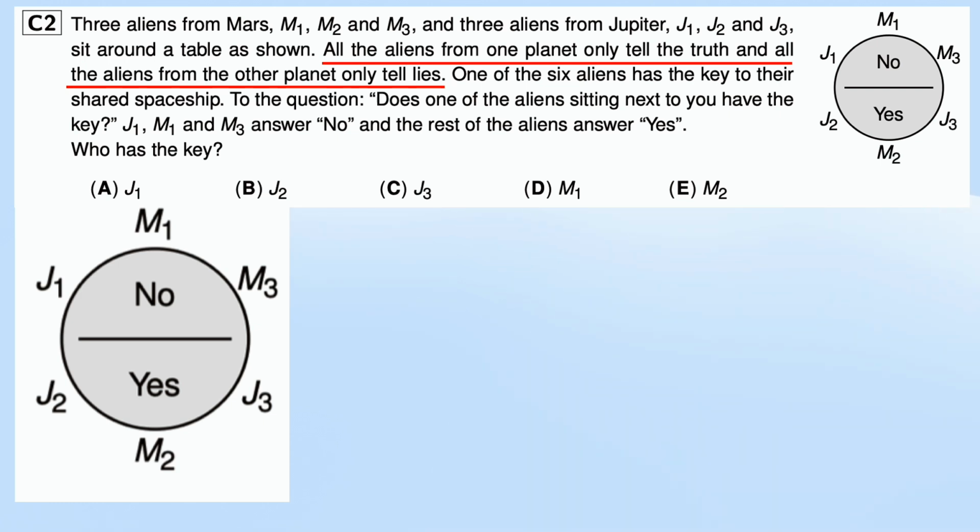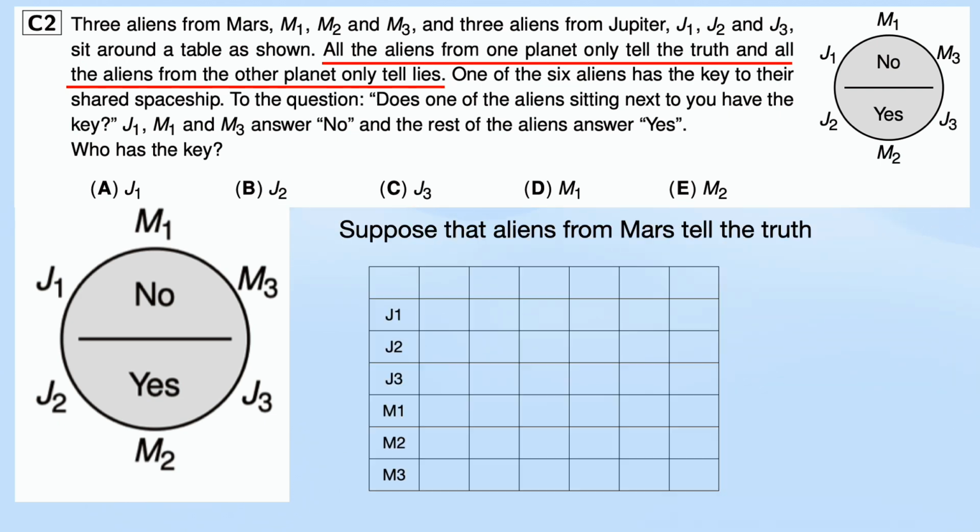For yes or no type logical puzzles, I like to use a table. The columns represent the people making statements and what they say. The rows represent what might or might not have the key.